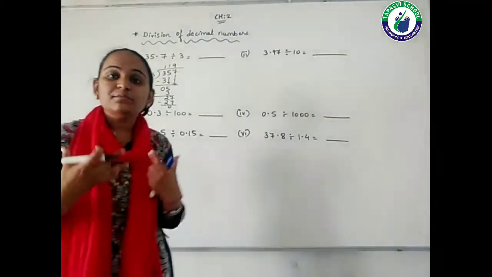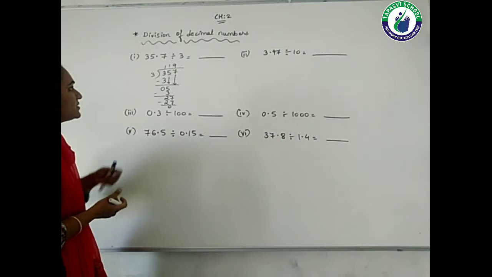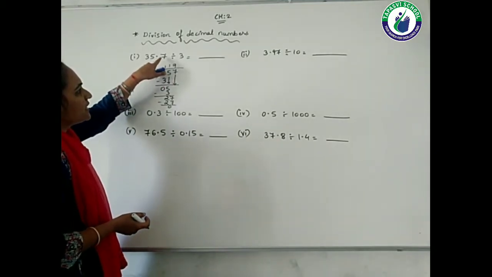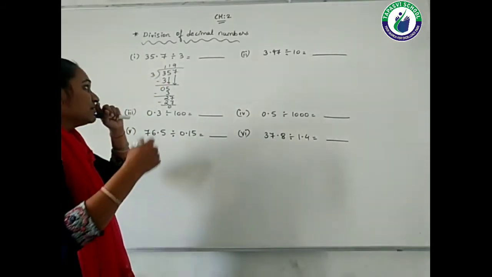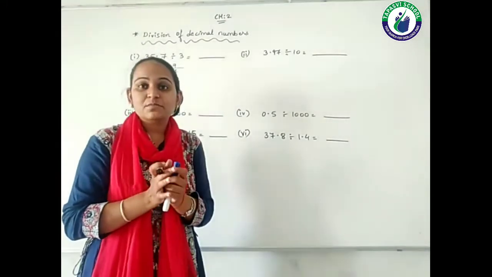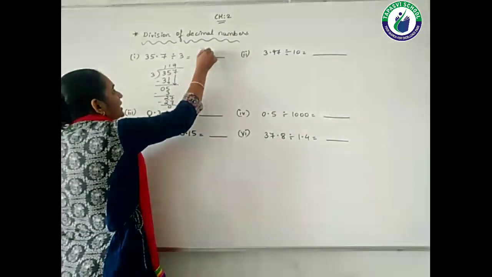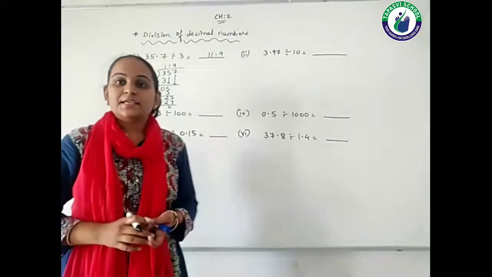Now where to keep the point? That is the most important question. Where to put the point, students? See, in the question after the decimal point there is only 1 digit. So similarly in your answer also from the right hand side you have to leave 1 digit and then you have to put the decimal point. So it is 11.9. Is it okay to all of you?